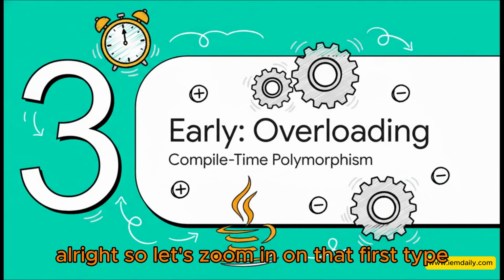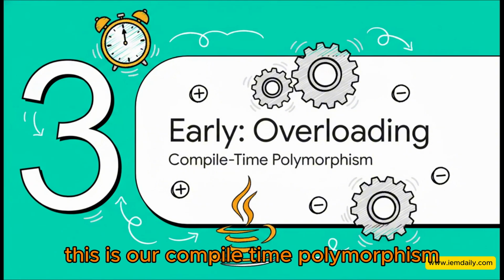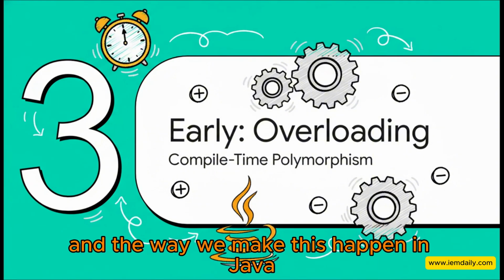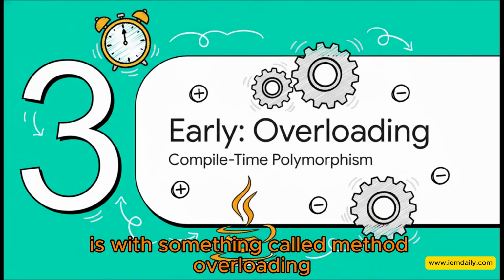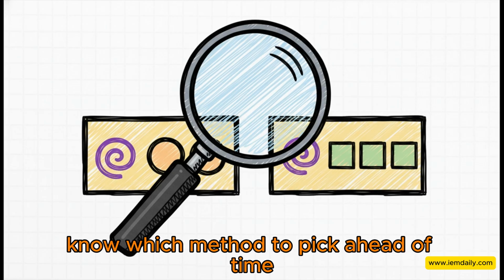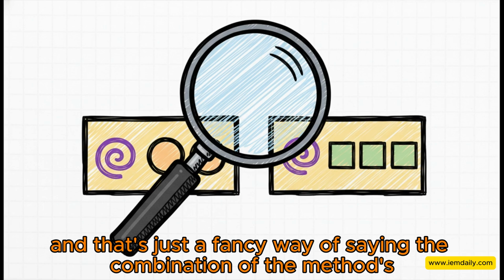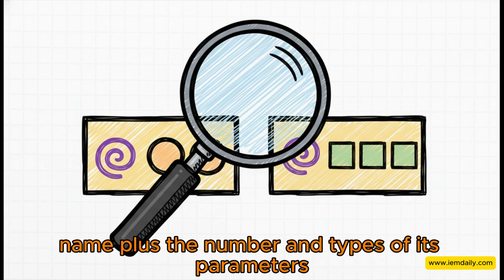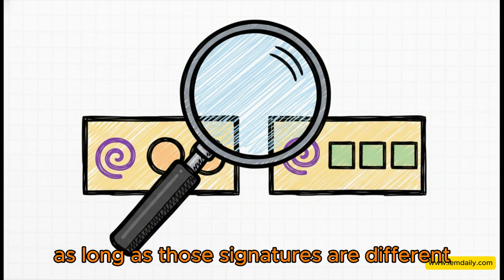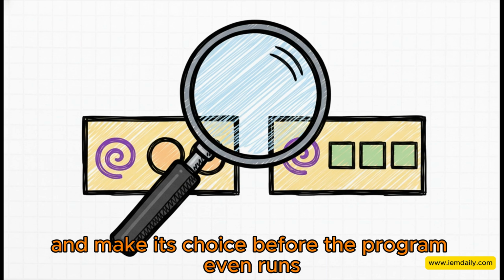All right, so let's zoom in on that first type, the early decision maker. This is our compile time polymorphism, and the way we make this happen in Java is with something called method overloading. So you might be wondering, how does the compiler know which method to pick ahead of time? Well, it's all about what we call the method signature. And that's just a fancy way of saying the combination of the method's name plus the number and types of its parameters. As long as those signatures are different, the compiler can easily tell them apart and make its choice before the program even runs.